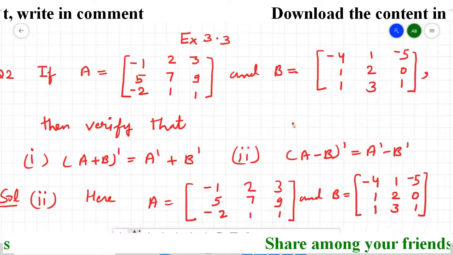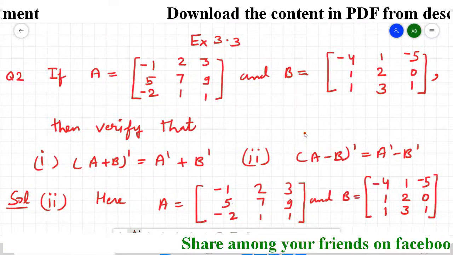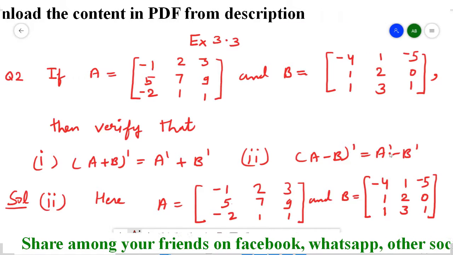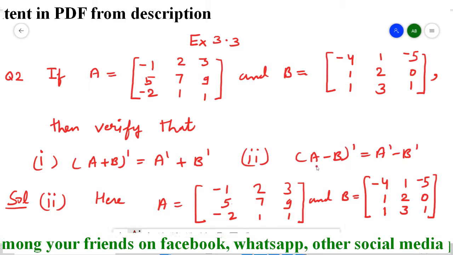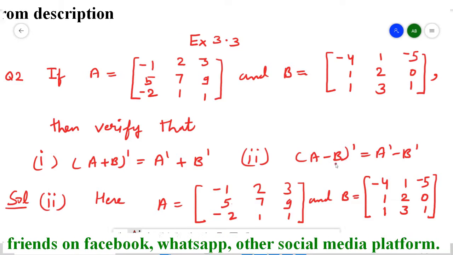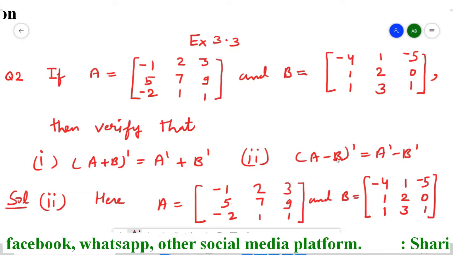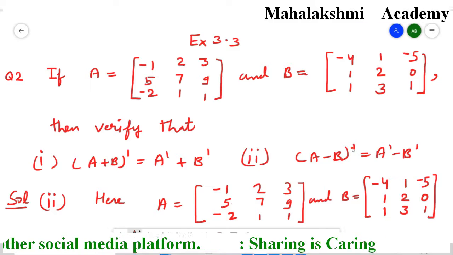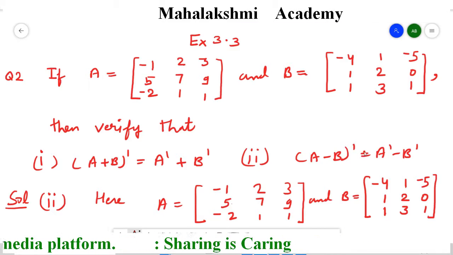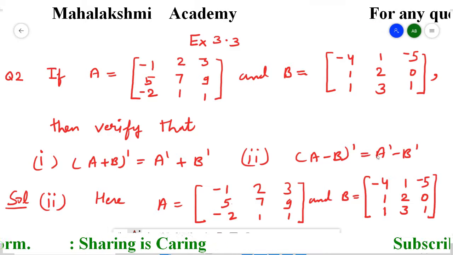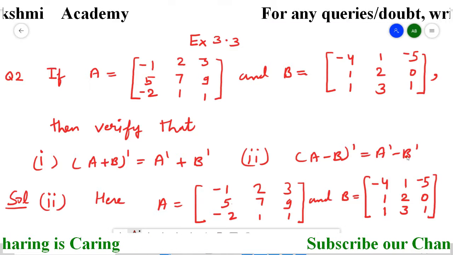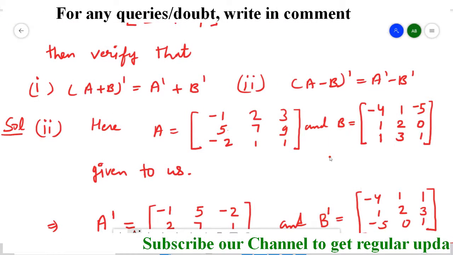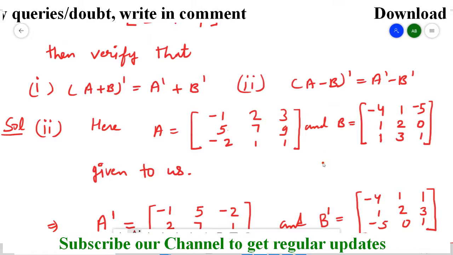So let's start. The second part is, (A minus B) transpose is equal to A transpose minus B transpose. The meaning of the left hand side is, first subtract the matrices A and B, then whatever the resultant matrix is, when you take its transpose, that is going to be equivalent to the A matrix transpose minus B matrix transpose. So we have to prove the left hand side and right hand side separately.